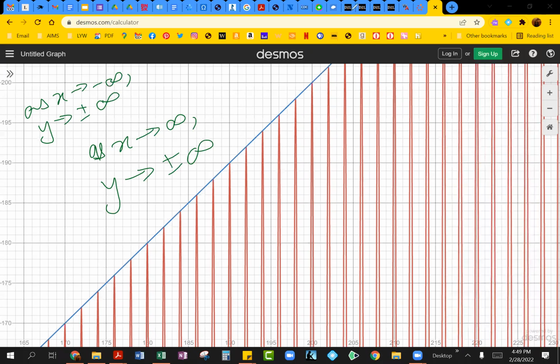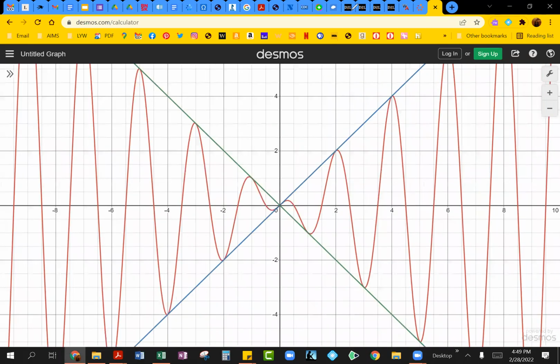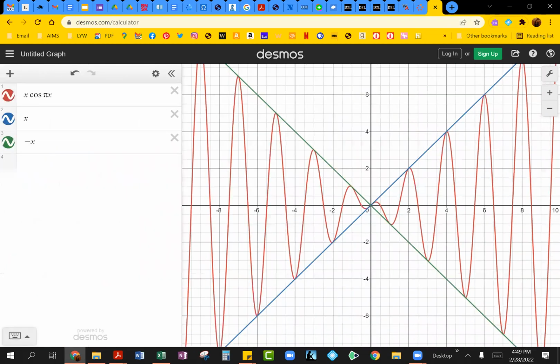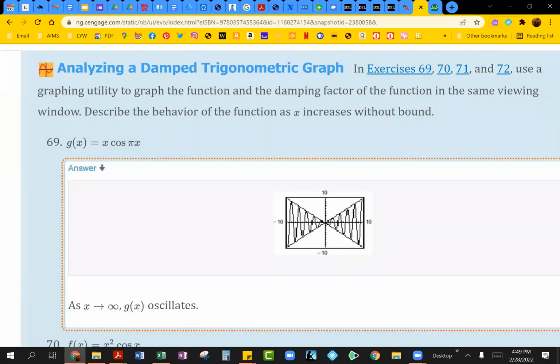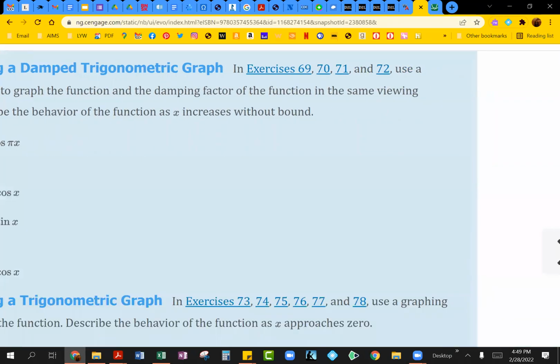So if we make this smaller, you will see basically it's going to keep doing that in both directions. So that was our x times cosine of pi x, and you can kind of see a very small version of that graph over here.